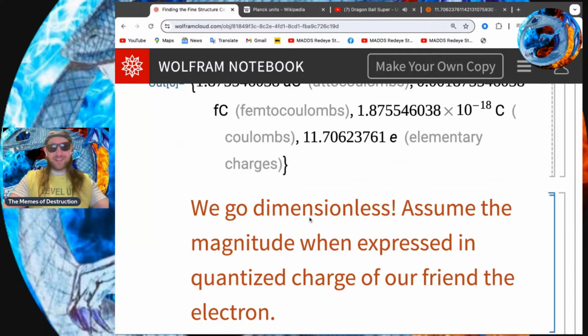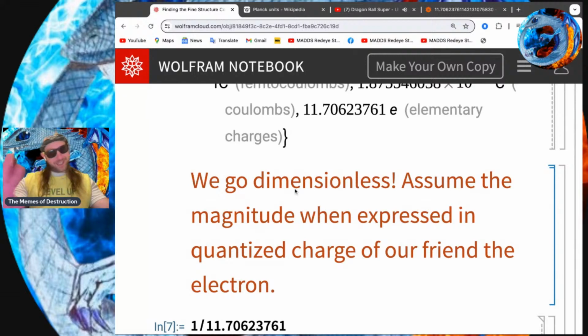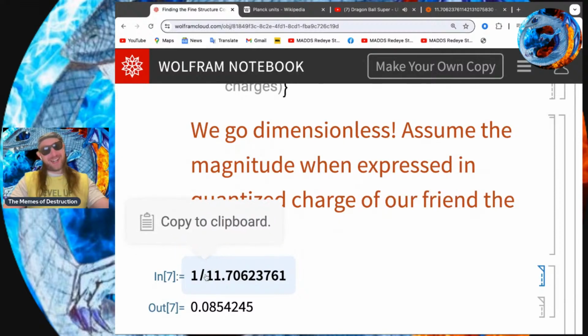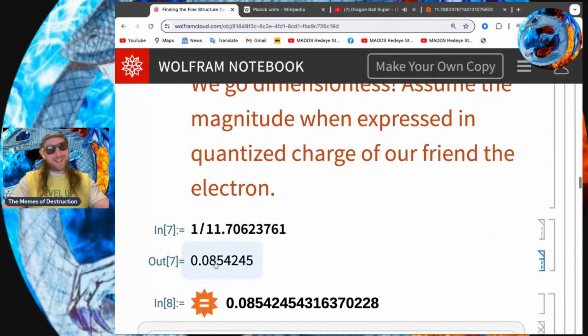So, all right, in this, I read the bold claim. Let's go dimensionless. We're talking about Planck charge, and with that, we're comparing similar things. All right, strip the dimensions off, and it's worked before. Assume the magnitude when expressed in quantized charge of our friend the electron. All right. Oh, so it's all right here. So I did the 1 over that. I got this number here.